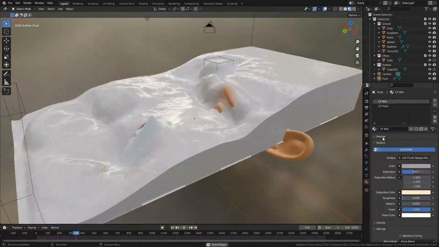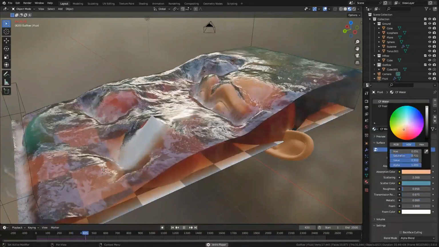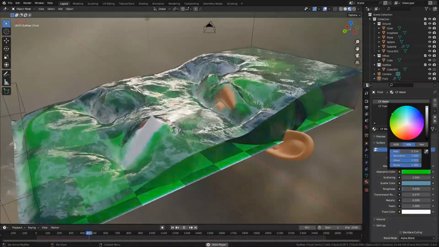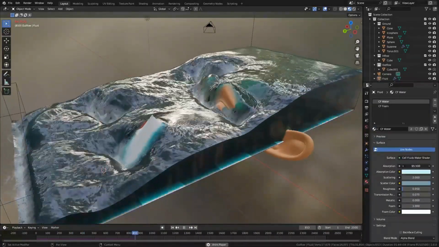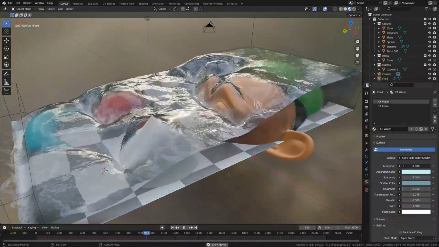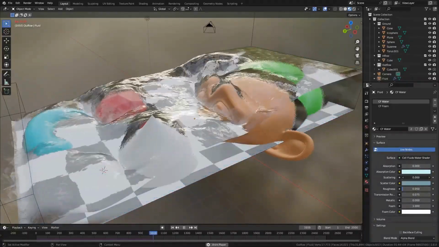Of course, like any tool, Cell Fluids has its limitations. It can't simulate complex, multi-layered fluids and splashes. It's not a particle-based simulation, so don't expect fully physically accurate results. And you want to avoid sharp-edged ground geometry, as it might stick out in some cases.